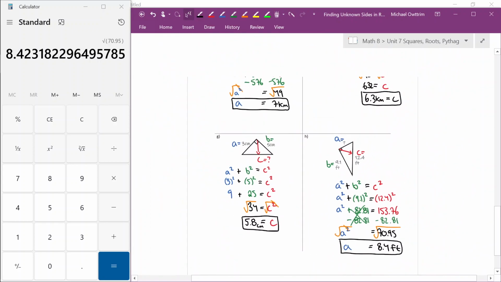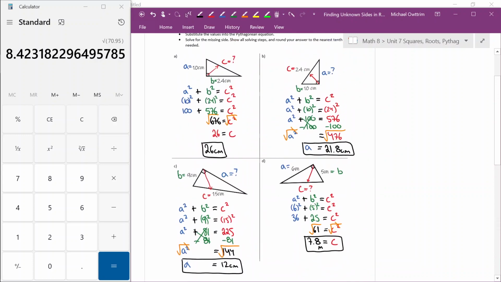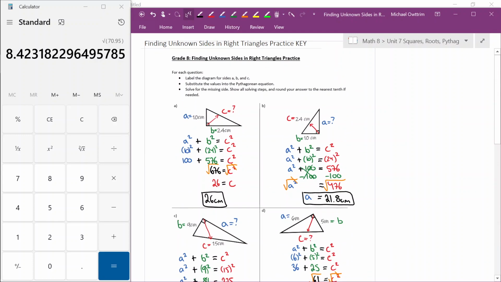So I hope that's helped you with your different types of problems when we're solving basic triangles using the Pythagorean theorem.